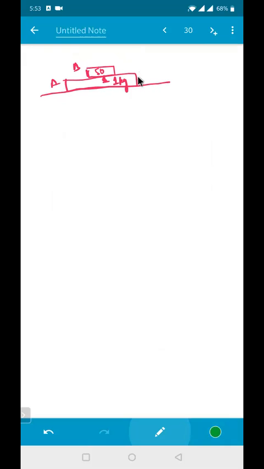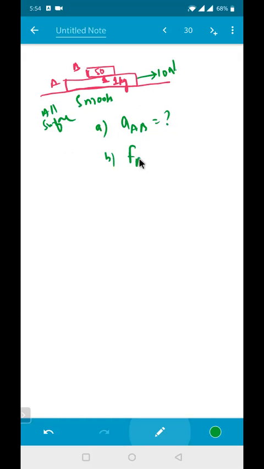If I'm applying a horizontal force of 10 Newton on the 1 kg part, so here it is nothing but 10 Newton. All the surfaces are smooth. Now the question is, what is the acceleration of A with respect to B? And the second one is, the force exerted by B on A will be equal to how much? This is the question. See how many of you can try it out.